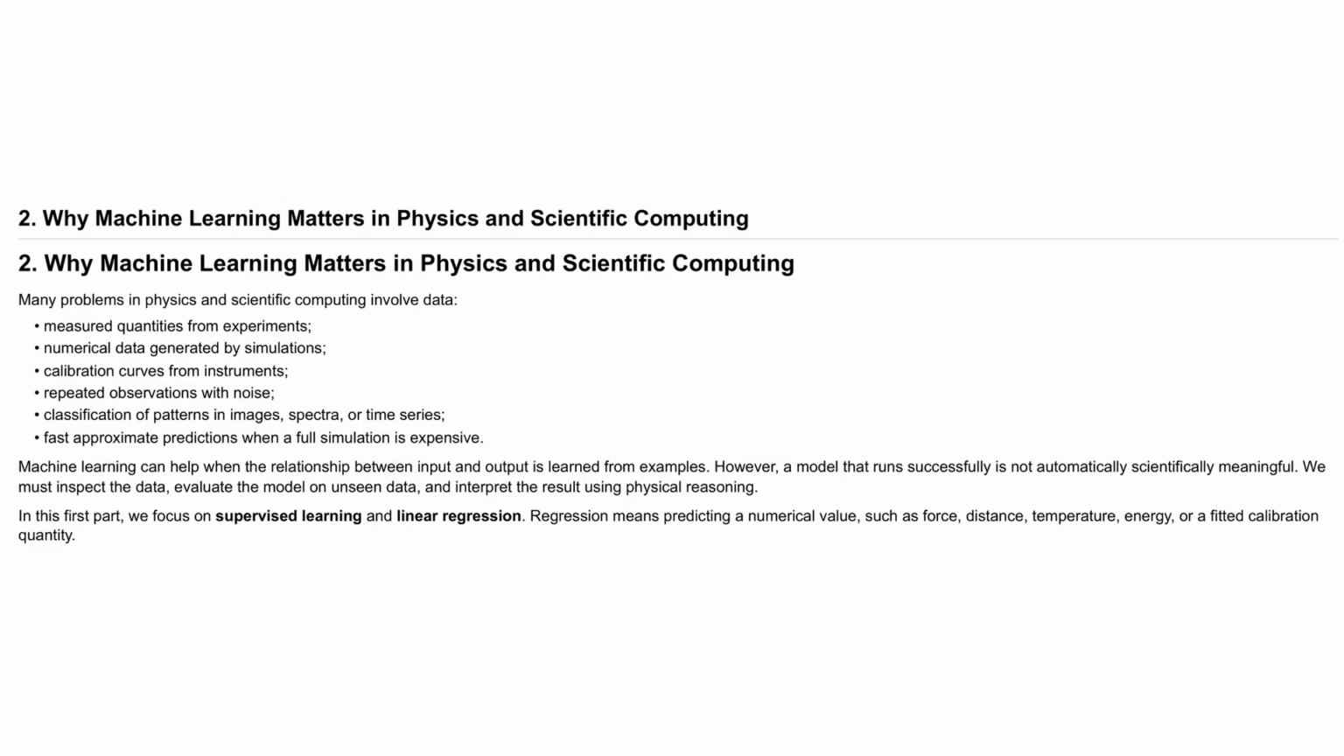Machine learning is incredibly useful in physics and scientific computing because we frequently deal with large amounts of experimental or simulated data. For instance, we might need to find calibration curves or create fast approximations for expensive simulations. Supervised learning helps us extract relationships from these examples.